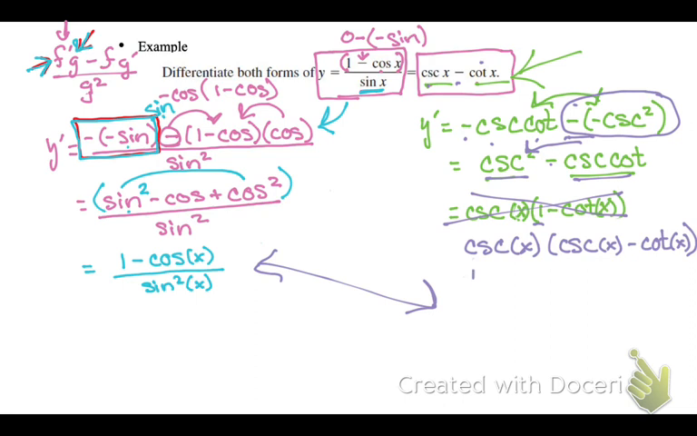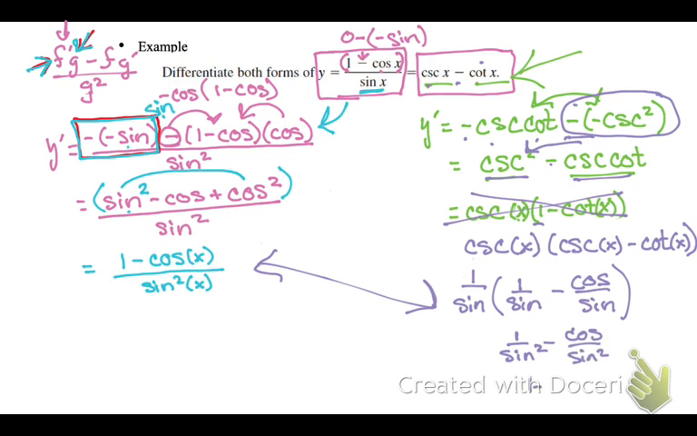No. Now I'd have 1 over sine times 1 over sine minus cosine over sine. Yes? Which would give me 1 over sine squared minus cosine over sine squared, which would give me 1 minus cosine over sine squared. Now, are they the same? Yay, we did.